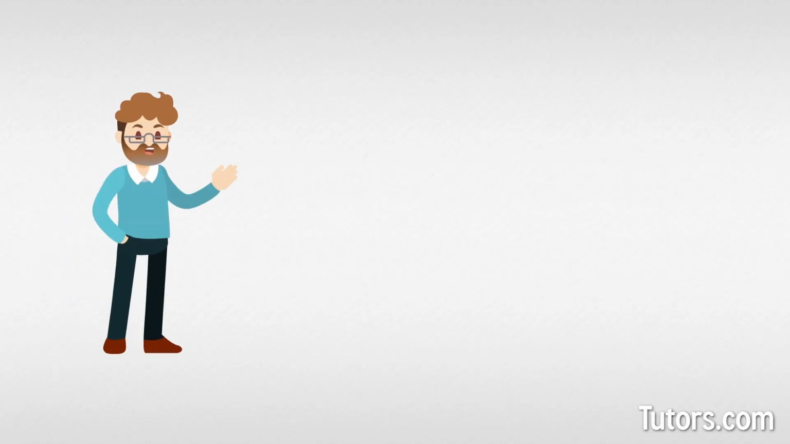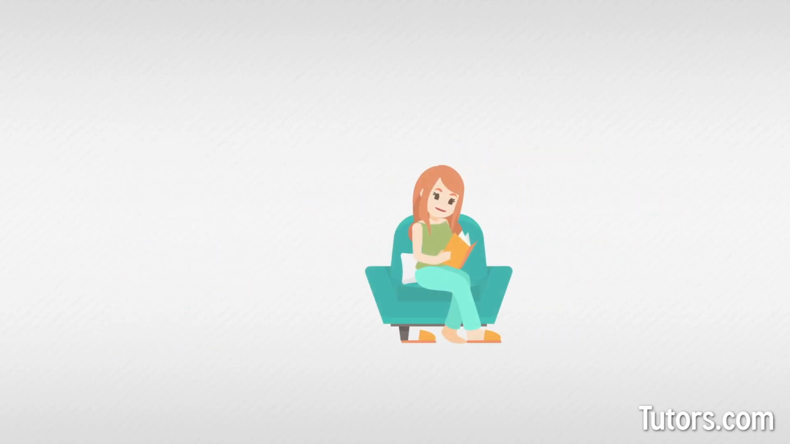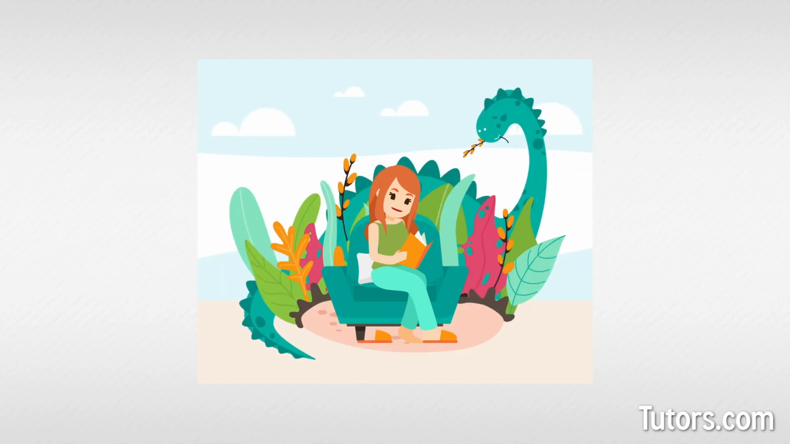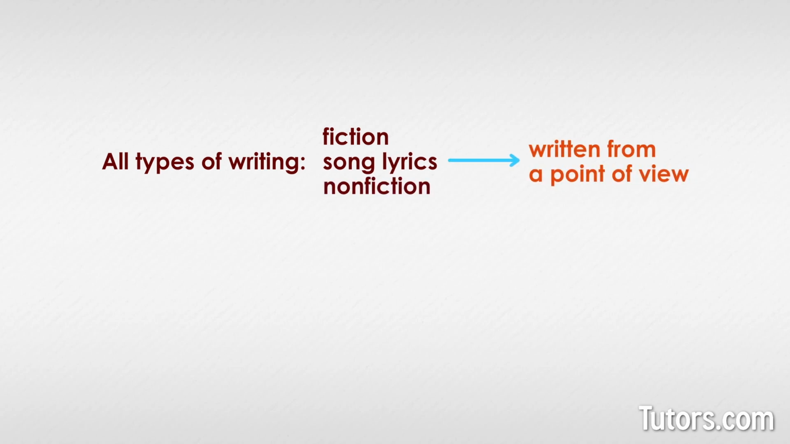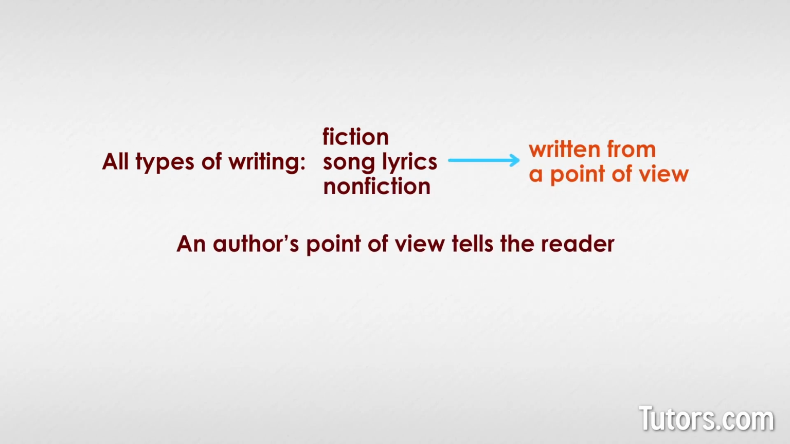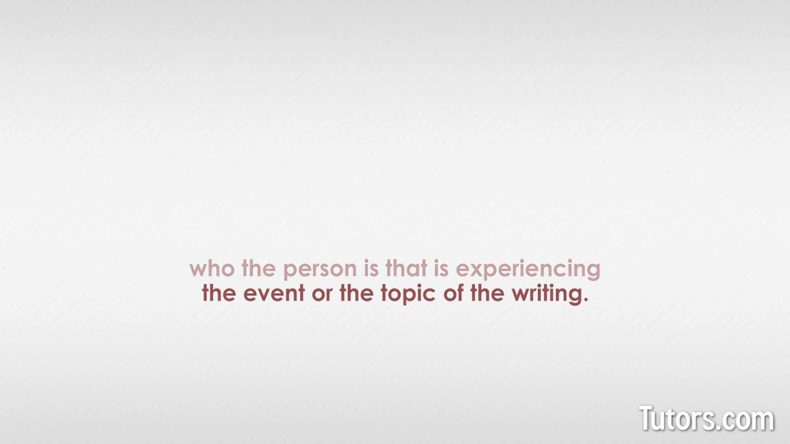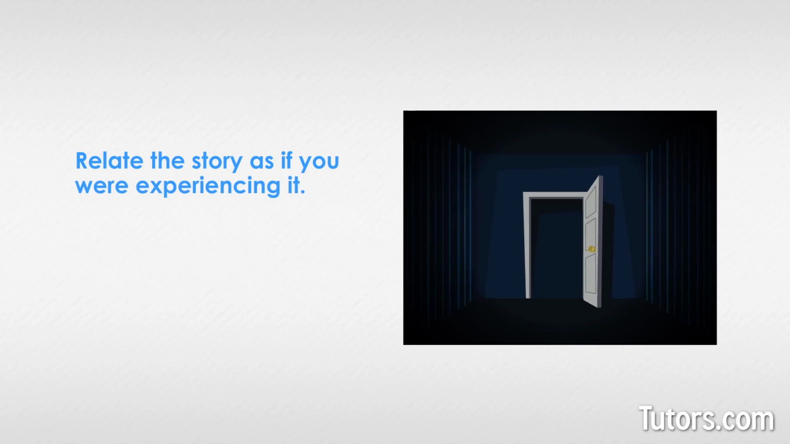Today we are going to learn about first, second, and third person point of view. Point of view is an important way the author can put you, the reader, inside the fictional world. All types of writing, fiction, song lyrics, nonfiction, are written from a point of view. An author's point of view tells the reader who the person is that is experiencing the event or the topic of the writing. The point of view is carefully chosen to relate the story as if you were experiencing it.